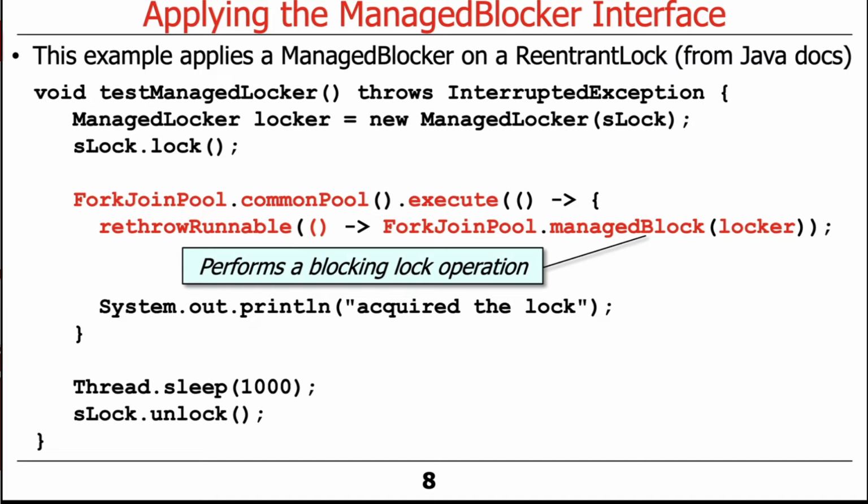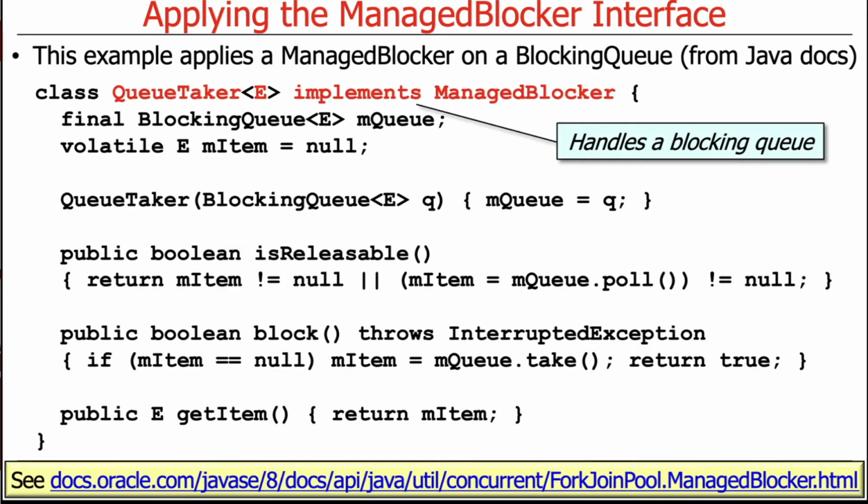Then we call the managedBlock method on the fork join pool, passing in the locker. So there's the locker right there. We pass that in, and that performs a blocking operation. And when we're done, we say, hey, we got the lock. You'll notice that the calling thread sleeps for basically a second and then unlocks the lock. So this is going to block for a second, and then after unlock is called, that'll return and acquire the lock.